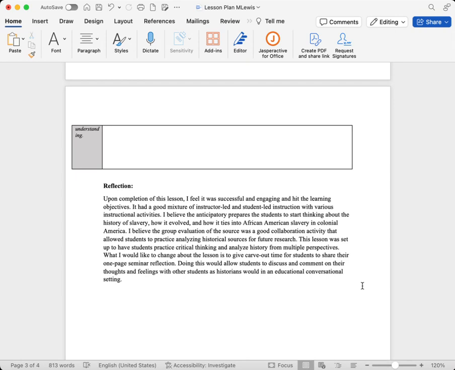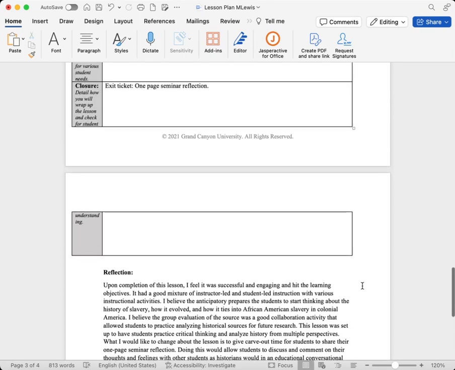I think that doing this and adding a sharing of the seminar reflection would allow students to discuss and comment on their thoughts and feelings with other students as historians would in an educational conversational setting. So that is it.